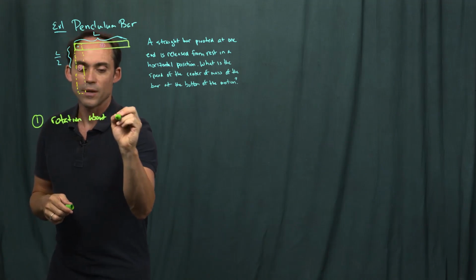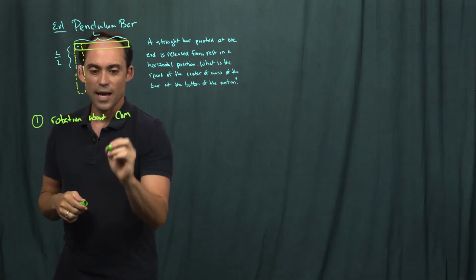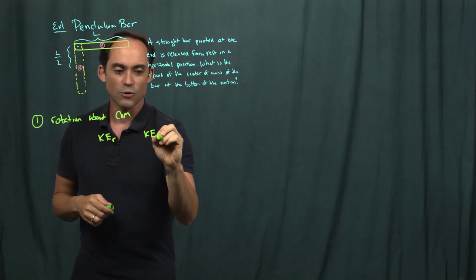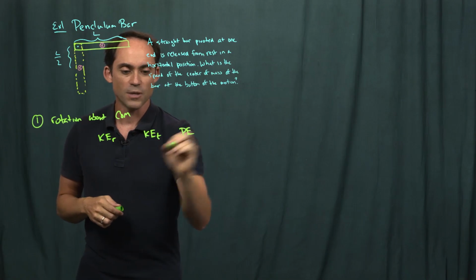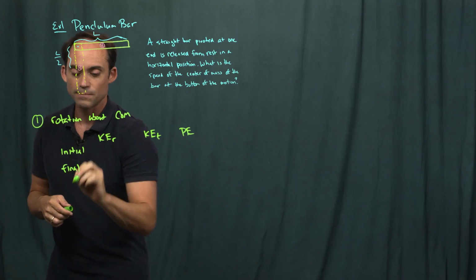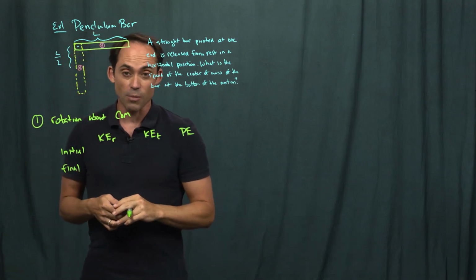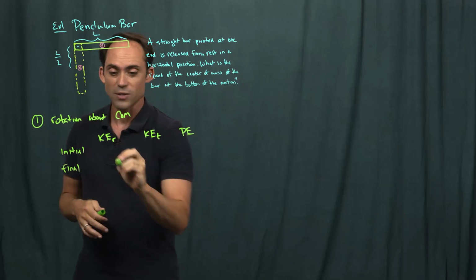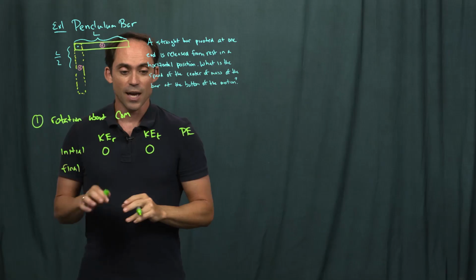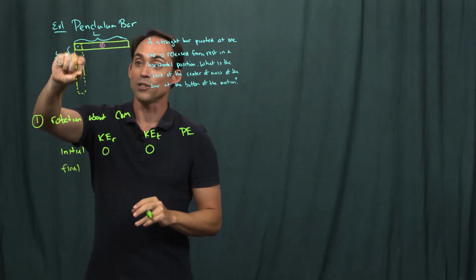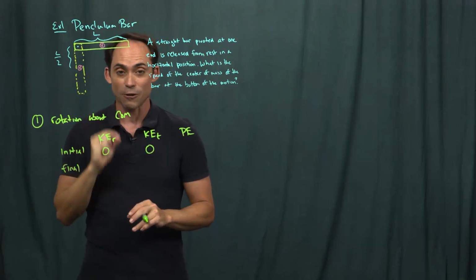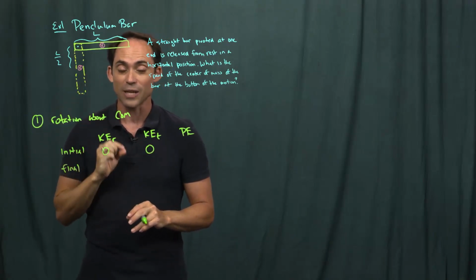about the center of mass. And as before, we're going to write down expressions for the rotational kinetic energy, the translational kinetic energy, and the potential energy in the initial and final states. And as in the last problem, the bar is released from rest, so the kinetic energies, both translational and rotational, are equal to 0. And the potential energy is just how much the bar starts above its final position. And it's important to remember this is the center of mass point because that's where gravity actually acts.